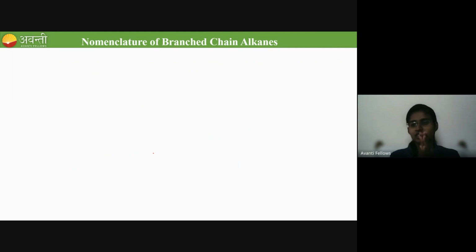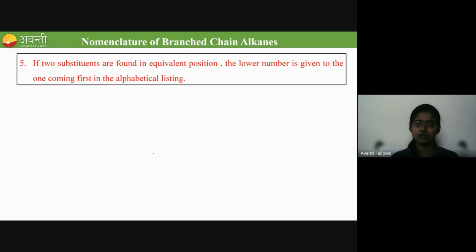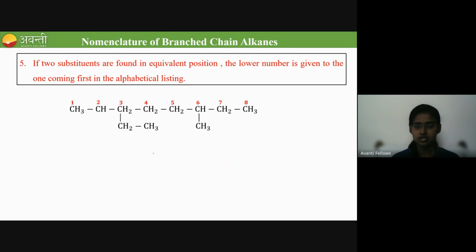Good. Then coming to the fifth rule. If two substituents are found in equivalent position, the lower number is given to the one coming first in the alphabetical listing. Suppose you take this as an example. So here I have two substituents. One is ethyl and the other one is methyl.